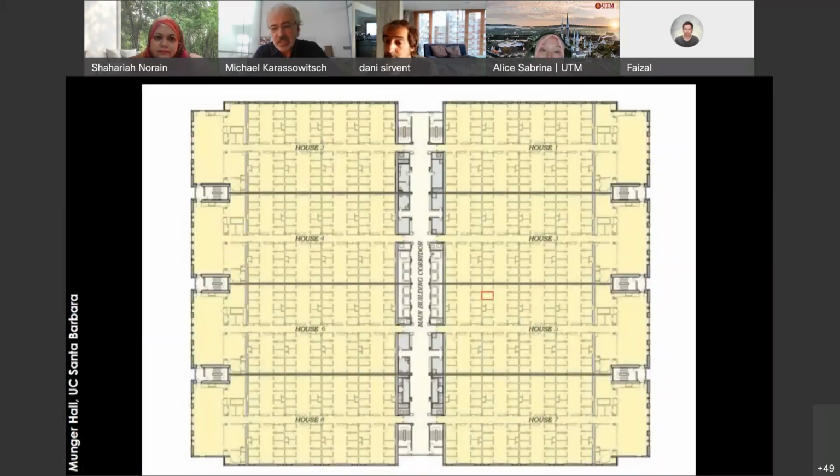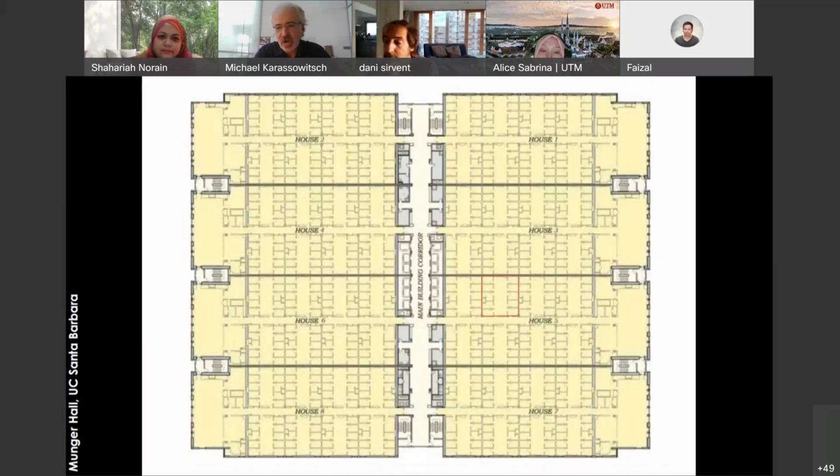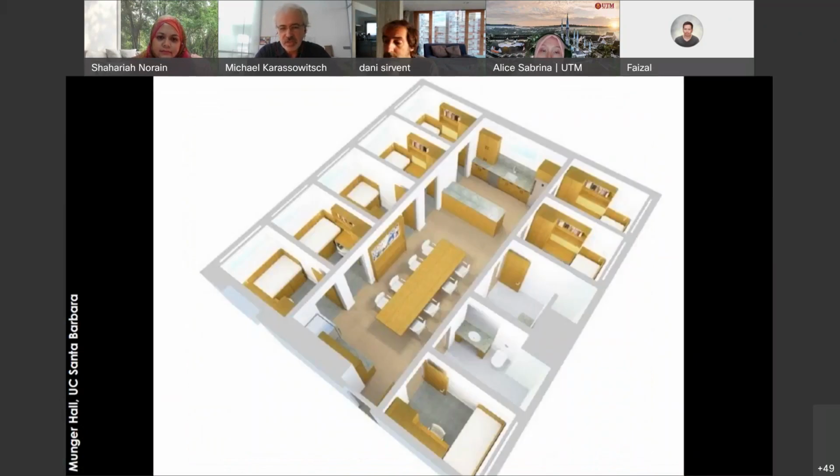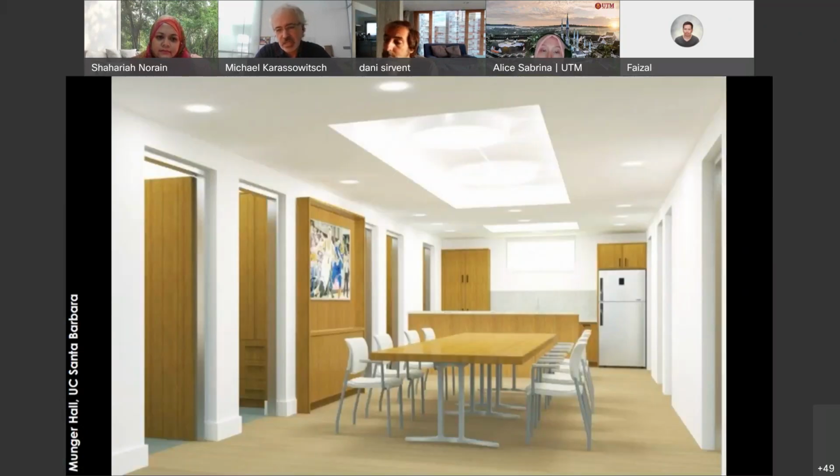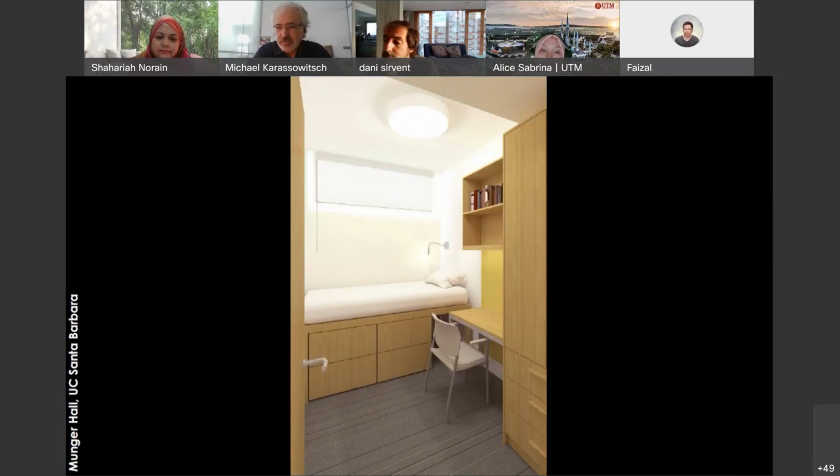You can see the little red box, that's one student room. And this is one student pod. And this is what it's supposed to be like inside, and what it's supposed to be like to live there. And this is a room, no windows. Can you imagine being inside a 10-story box, somewhere in the middle, having this little room? I get a frightened feeling of claustrophobia.